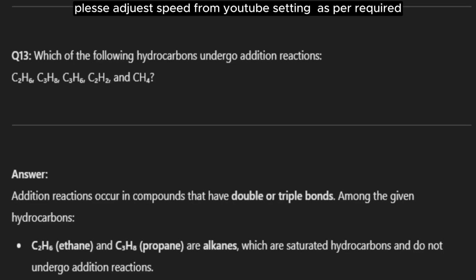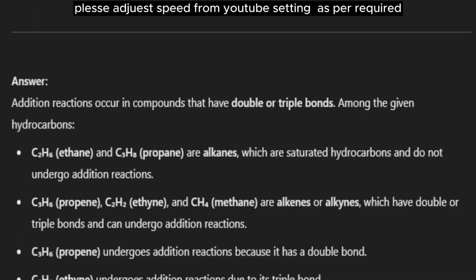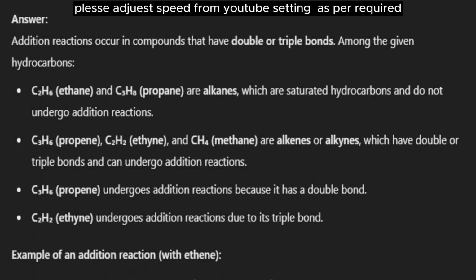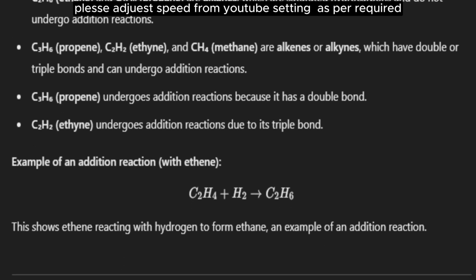Q13. Which of the following hydrocarbons undergo addition reactions? C2H6, C3H8, C3H6, C2H2, and CH4. Answer. Addition reactions occur in compounds that have double or triple bonds. Among the given hydrocarbons, 1. C2H6, ethane, and C3H8, propane, are alkanes, which are saturated hydrocarbons and do not undergo addition reactions. 2. C3H6, propene, and C2H2, ethyne, have double or triple bonds and can undergo addition reactions. 3. C3H6, propene, undergoes addition reactions because it has a double bond. 4. C2H2, ethyne, undergoes addition reactions due to its triple bond.